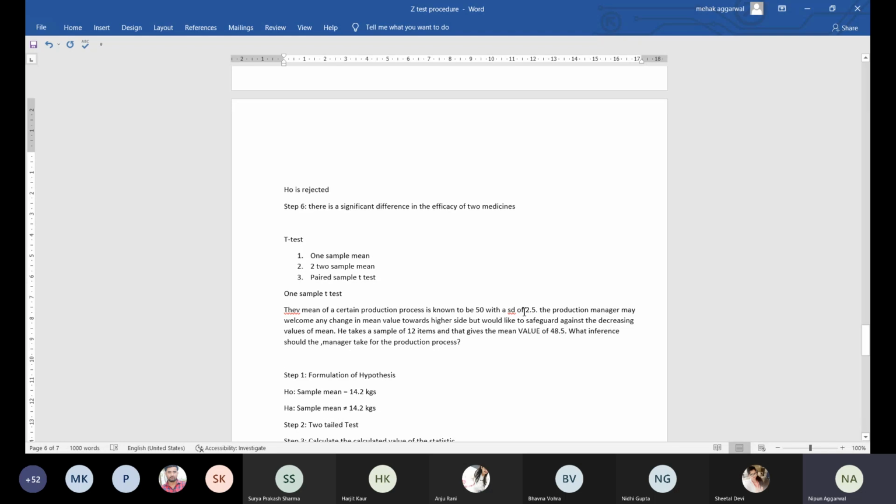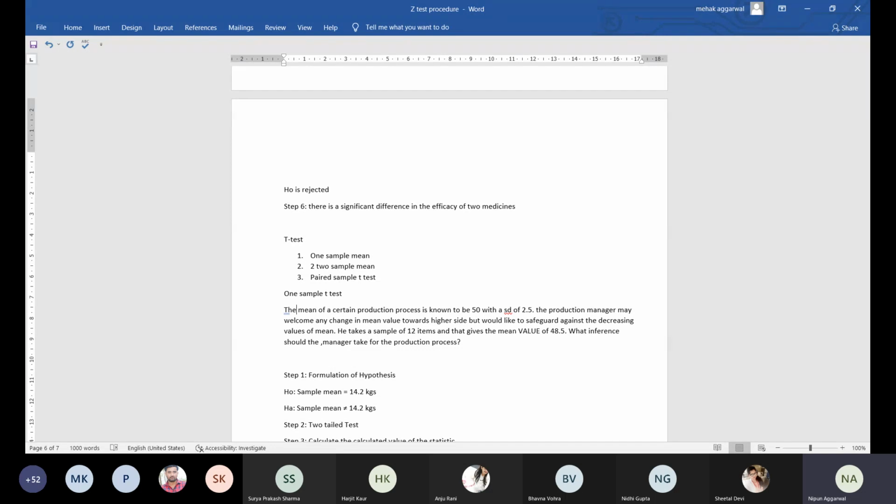The question says the mean of a certain production process is known to be 50, with SD of 2.5. The production manager may welcome any change in the mean value towards the higher side, but would like to safeguard against the decreasing values of the mean. For checking the same, he takes a sample of 12 items, and that gives the mean value of 48.5. So what inference should the manager take for the production process?